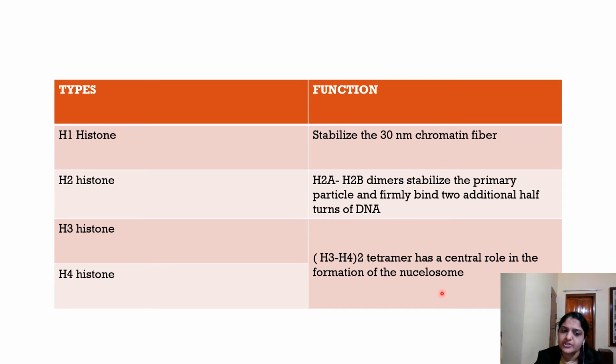So you should know the function of each histone. H1 histone stabilizes the 30 nanometer chromatin fiber. H2A and H2B dimers stabilize the primary particle and firmly bind two additional half turns of DNA. Whereas H3 and H4 form tetramers and have a central role in the formation of the nucleosome.